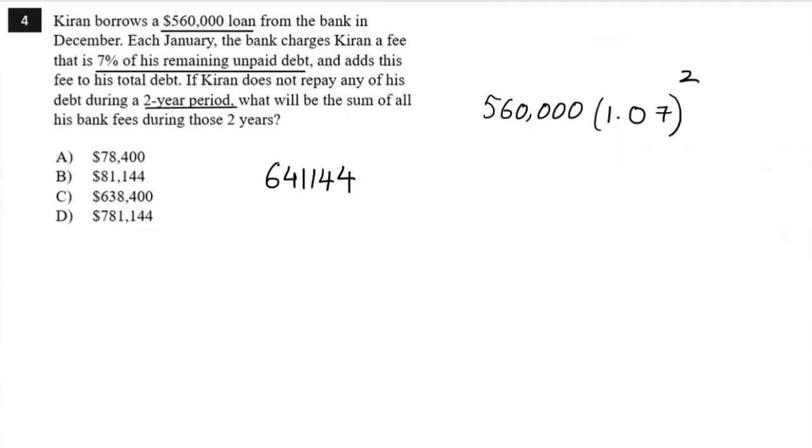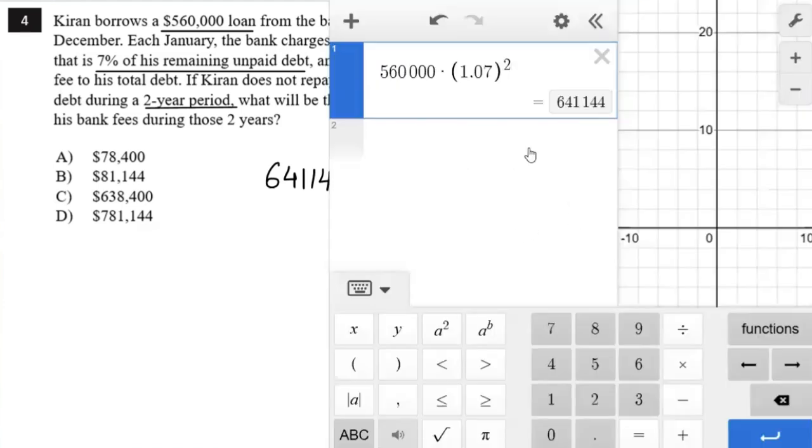641,144. So what will be the sum of all his bank fee during those 2 years? So we are looking for the bank fee only, not the total amount. Remember that this formula gives you the amount in 2 years or in 3 years or in 5 years, and so on. So subtract the actual amount out of it, and you will get the total amount of interest.